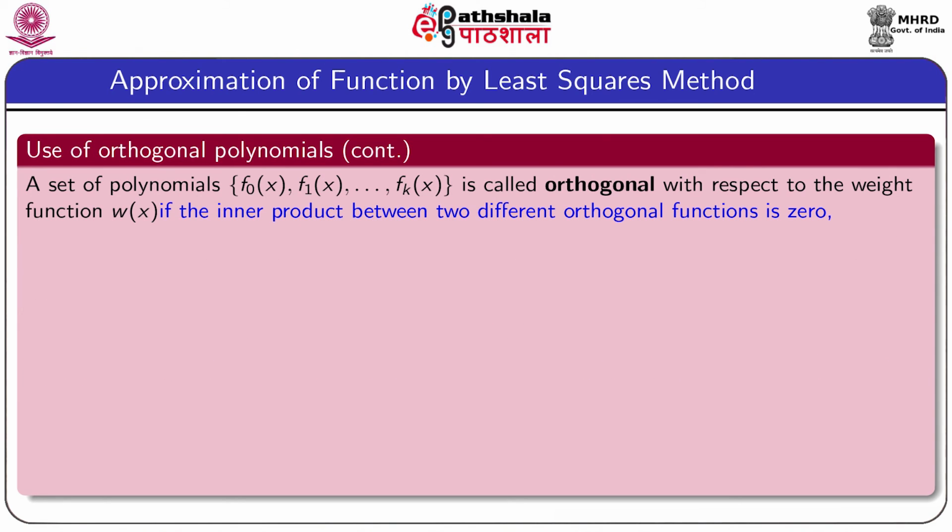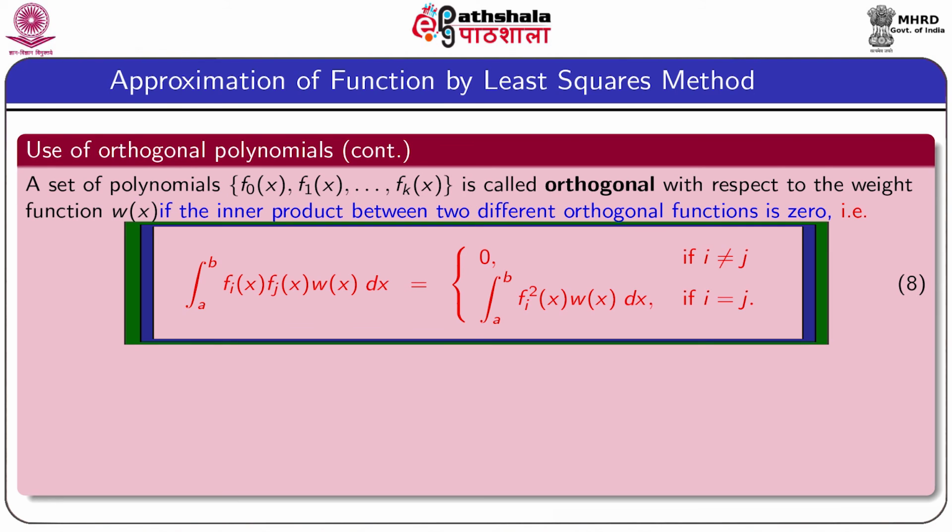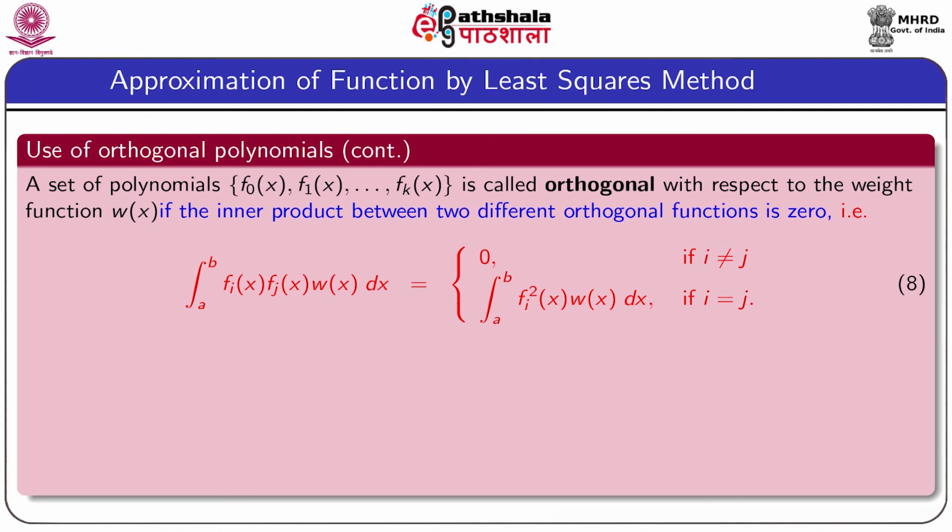Now we define orthogonal polynomials. A set of polynomials f0(x), f1(x) up to fk(x) is called orthogonal with respect to the weight function w(x) if the inner product between two different orthogonal polynomials is 0. That is, integration a to b fi(x) into fj(x) into w(x) dx equals 0 for different i and j, and for equal i and j it is equal to integration a to b fi square(x) w(x) dx.